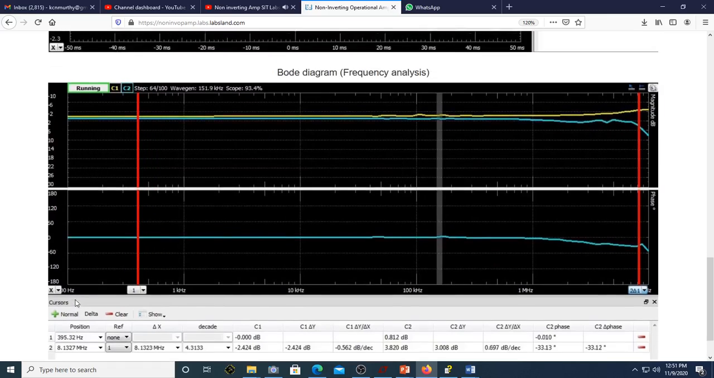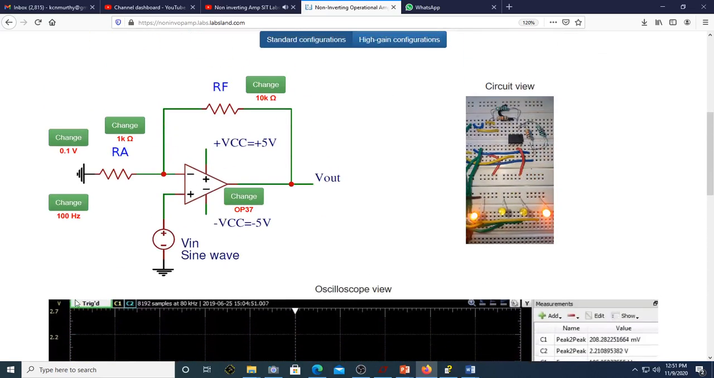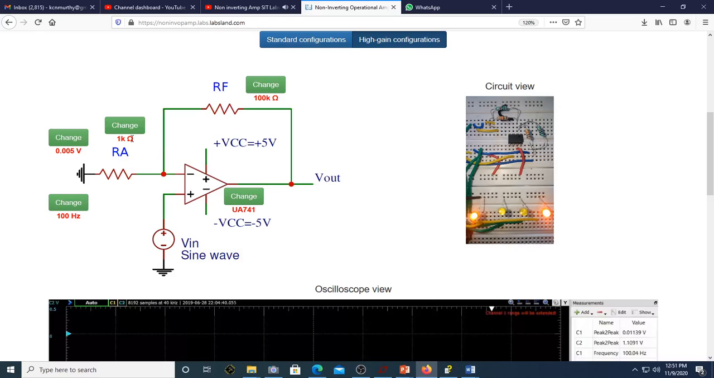Like this, the analysis can be done for other combinations of resistors, signal amplitude and frequency. In high-gain configurations, it is possible to analyze the performance of the amplifiers up to a gain of 101 V per volt. Let's start the analysis with Ra of 1 kΩ, Rf of 100 kΩ, voltage of 5 mV and frequency of 100 Hz with μA741 Opamp.